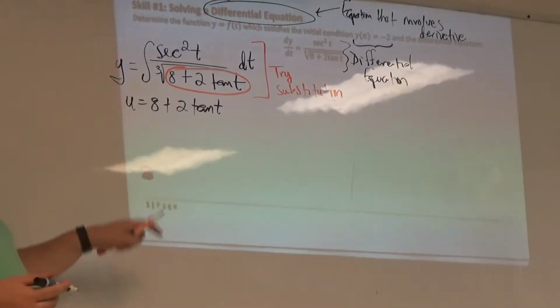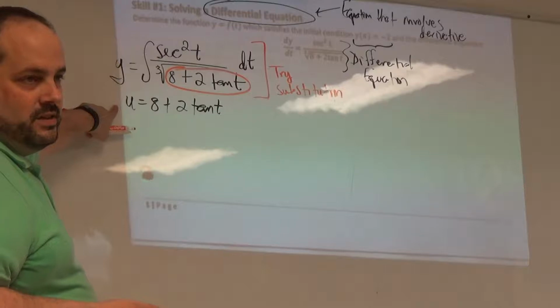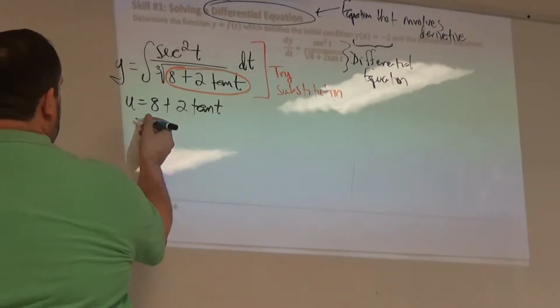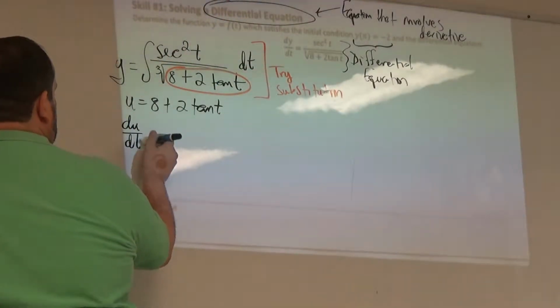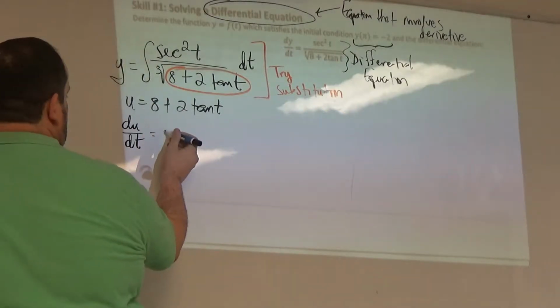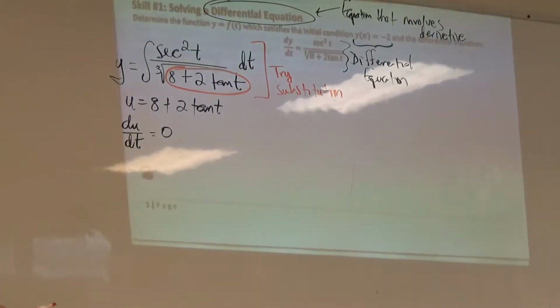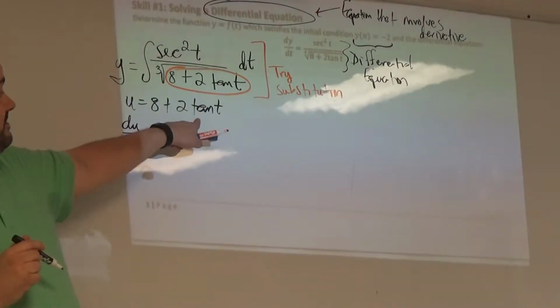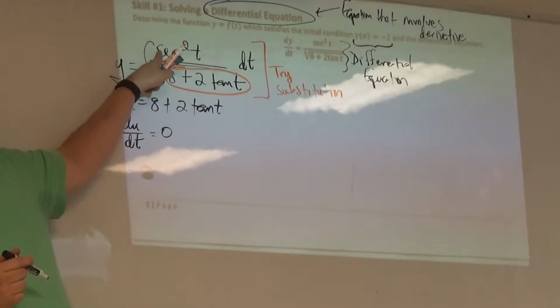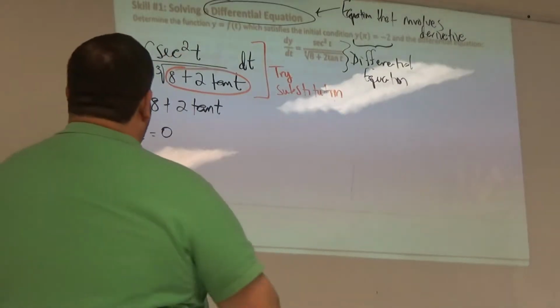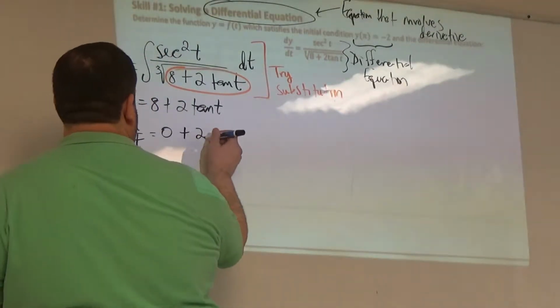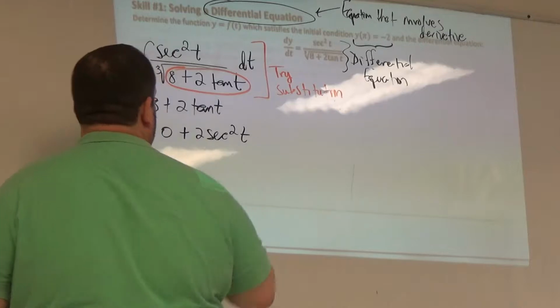Welcome back. How do you know that you made the right choice? We take the derivative of that. We're going to find du/dt. Derivative of 8, 0. Derivative of 2 tangent t. Plus the derivative of tangent t is secant squared, because we get secant squared in the numerator. Okay, so the derivative is 2 secant squared t, right?